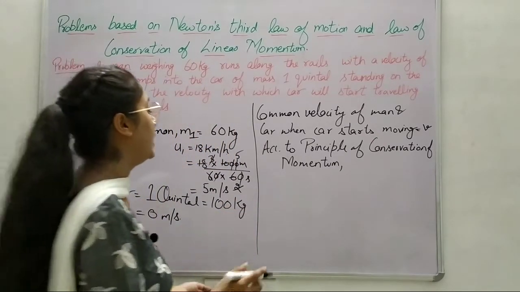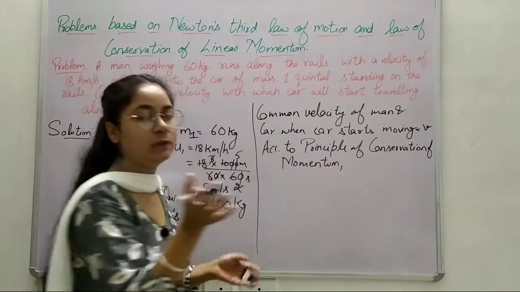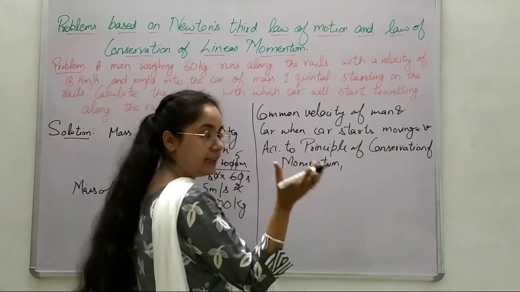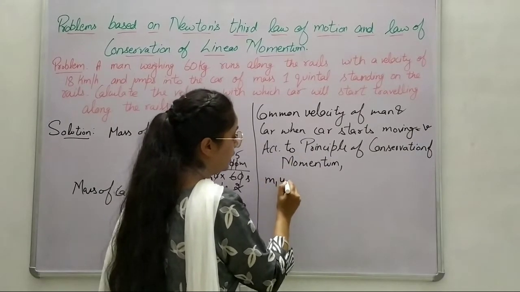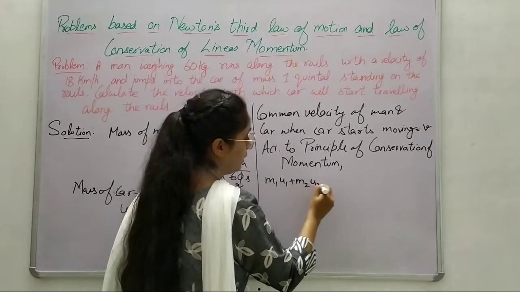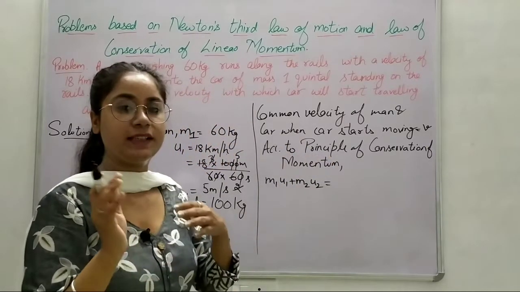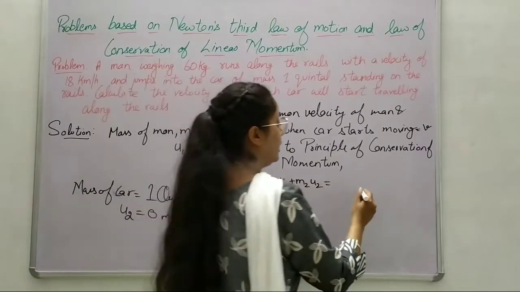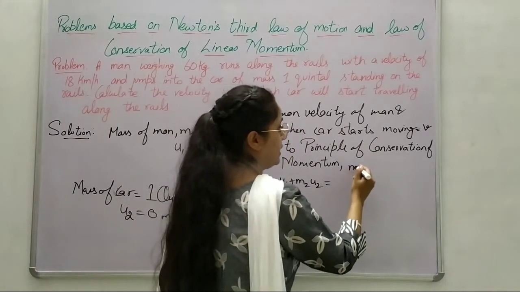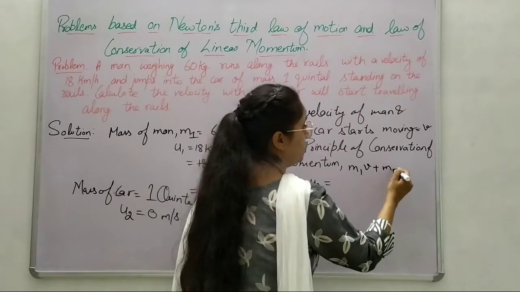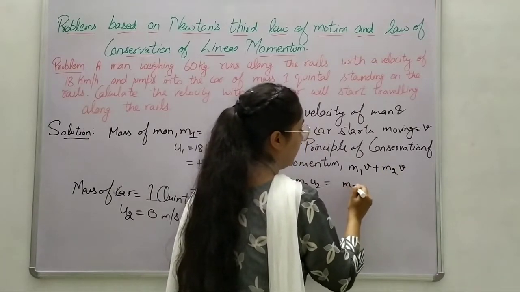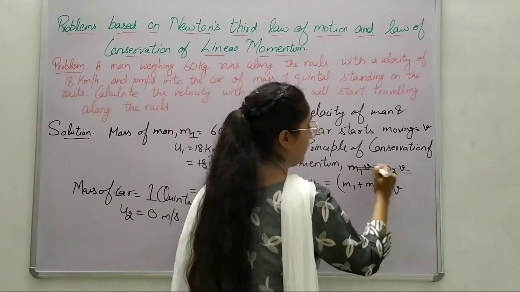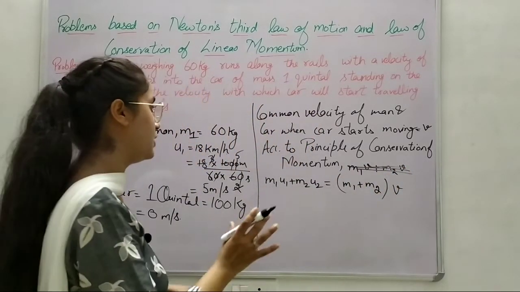Now for that, the total momentum before the car starts moving, m1 u1 plus m2 u2, equals the total momentum when the car starts moving and the man has jumped into it. Now we are required to find the common velocity v, so we can take this v common and write it here as m1 plus m2 times v. Okay, this was just for you to explain.